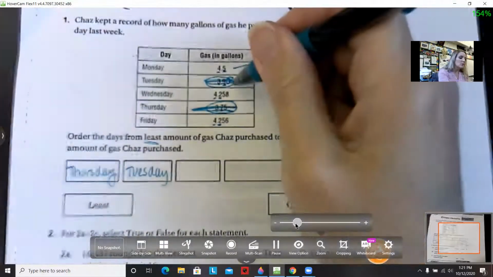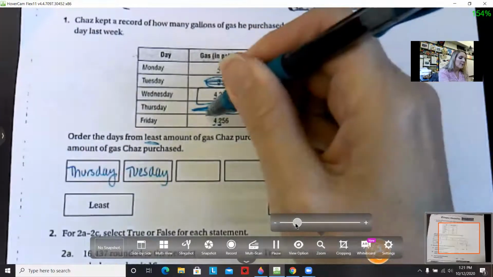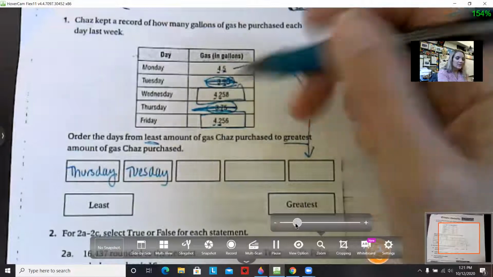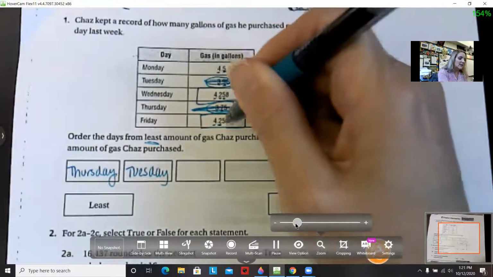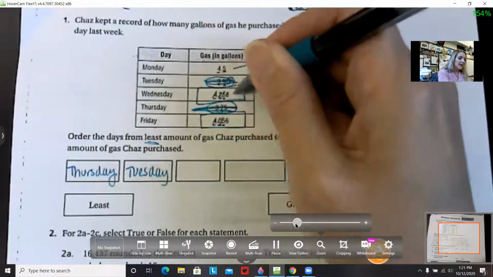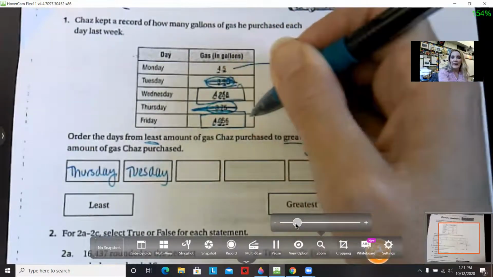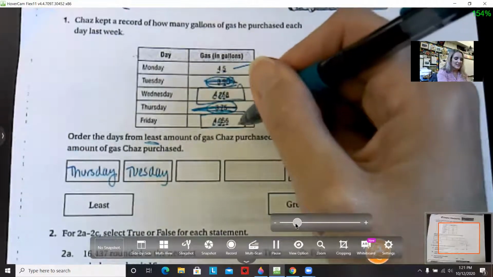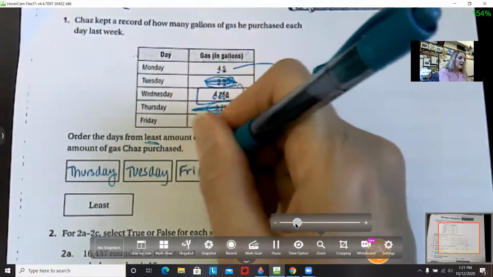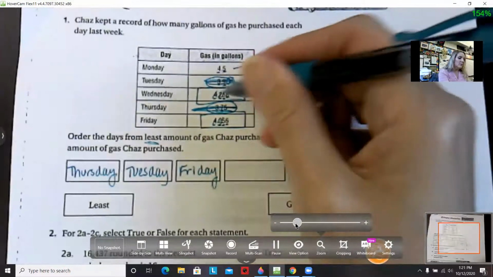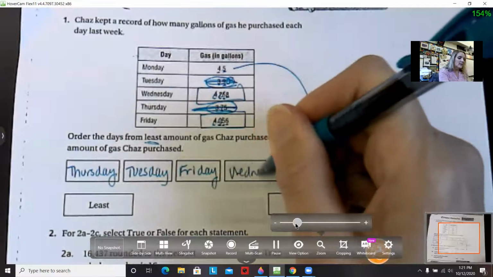So now let's go between Wednesday and Friday. They both are 4 and 2 tenths. So now I have to compare by the hundredths place. I have a 5 and a 5. Oh, that doesn't help at all. And in the thousands place, we have an 8 or a 6. Which one's smallest? Of course, it's the 6. So we have Friday has to come next. And then, of course, Wednesday.